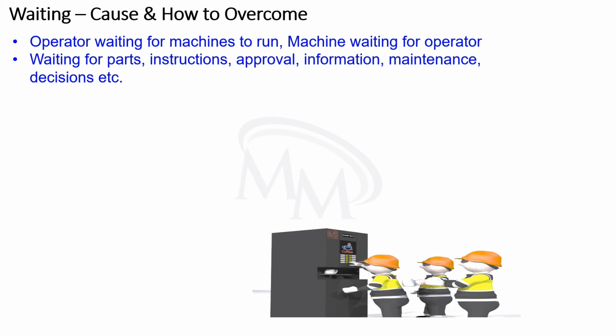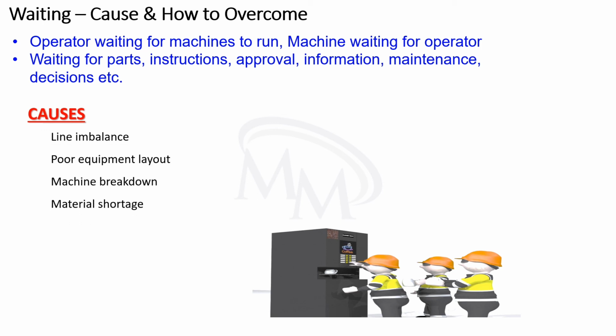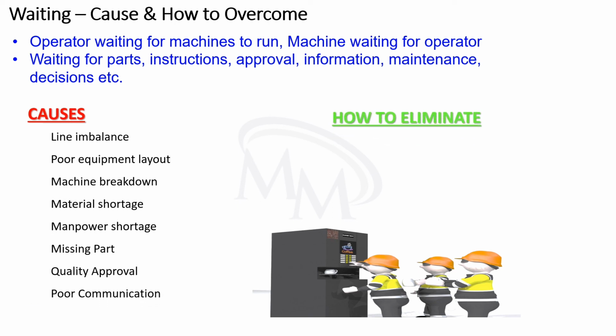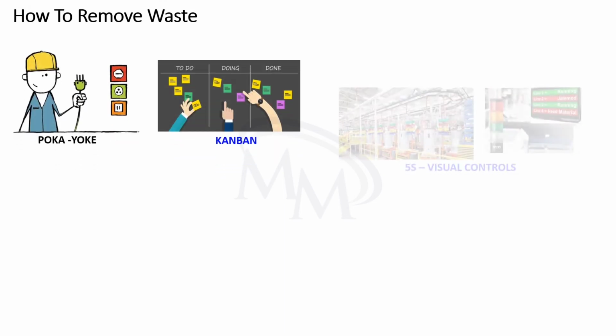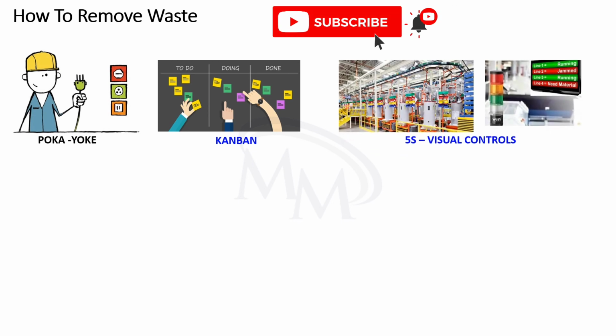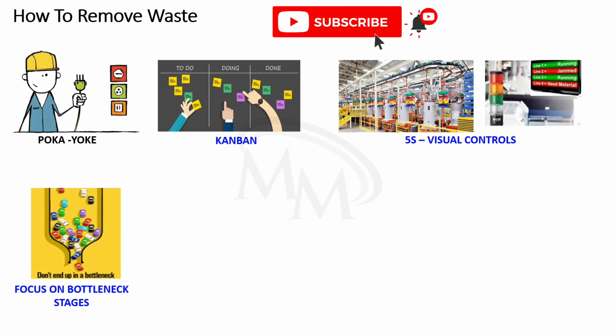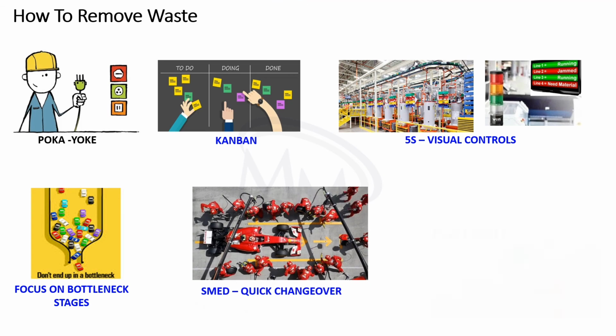Waiting means operator waiting for machines to run, machine waiting for operator, parts, instructions, approval, information, maintenance, decisions, etc. It is caused due to line imbalance, poor equipment layout, machine breakdown, material shortage, manpower shortage, missing part, quality approval, poor communication. We can overcome MUDA of waiting by product-specific layout, mistake proofing, quick changeover, line balancing. All 7 kinds of wastes can be removed by implementing poka-yoke, Kanban, 5S, visual control, focus on bottleneck stages, single-minute exchange of dies or quick changeover and Kaizen.